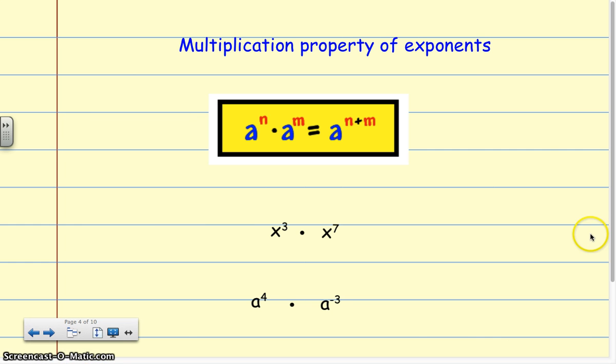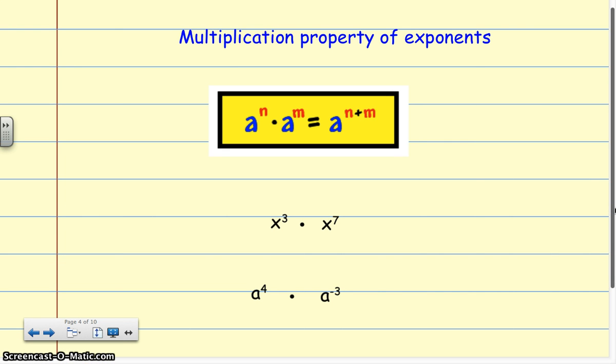The multiplication property of exponents tells us that if we have the same base, the same big number on the bottom, and we're multiplying, keyword is multiplying, not adding, then if we had a to the n times a to the m, that would equal a to the n plus m, just adding the exponents. That's our trick. All we need to do is add the exponents.